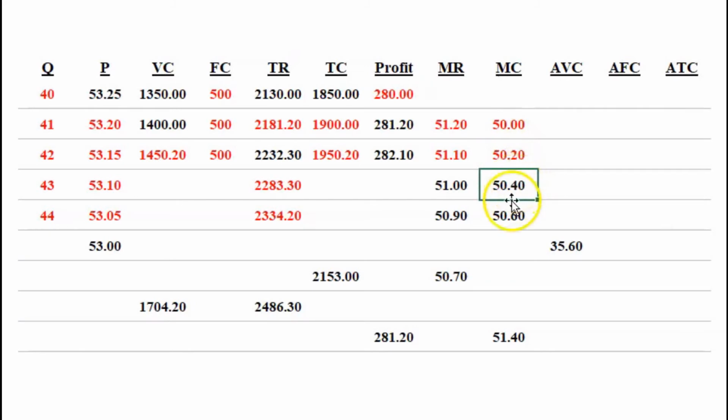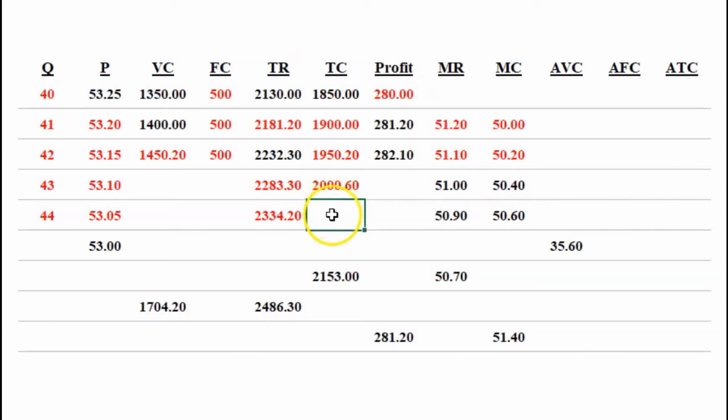All right, now we have the marginal cost of the 43rd unit and we have the marginal cost of the 44th unit, but what we don't have is the total cost of the 43rd and 44th. So to find the total cost of 43, we're going to take the total cost of 42 and add to it the marginal cost of 43. So total cost of 42 is $1,950.20. So I'm going to type that in, and I'm going to add to that the marginal cost of this unit. So we're adding on $50.40, and that gives us $2,000.60.